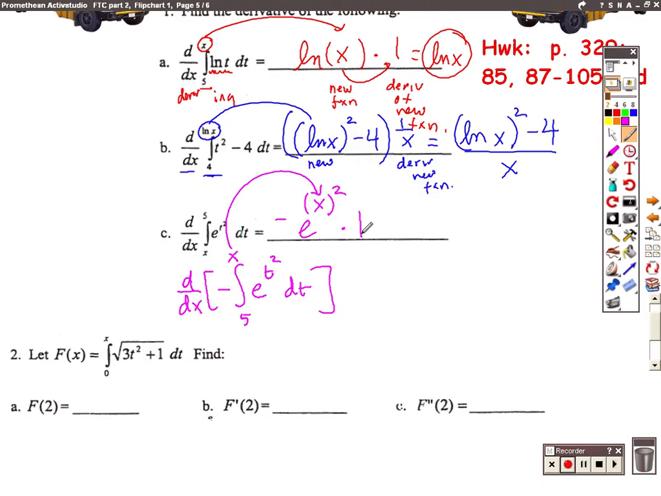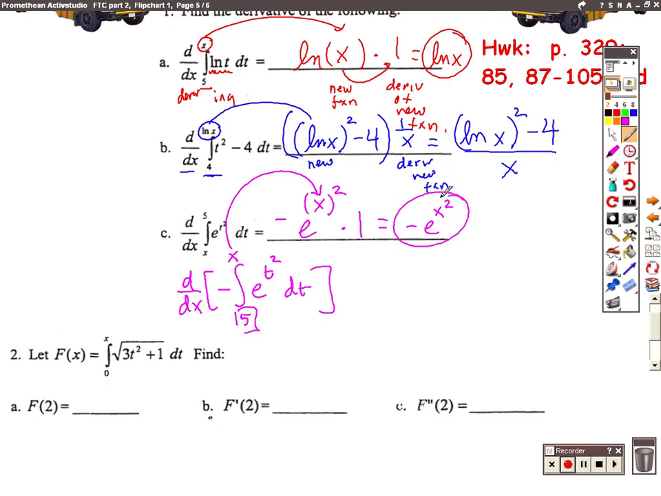Now, in every case, you may be going, what about the 5? What about the 4? What about the 5? Remember, we're technically integrating, and then we're taking the derivative, and the derivative of that constant is going to be 0, and that's why we don't have to worry about it. When we clean this up, we get negative e to the x squared.